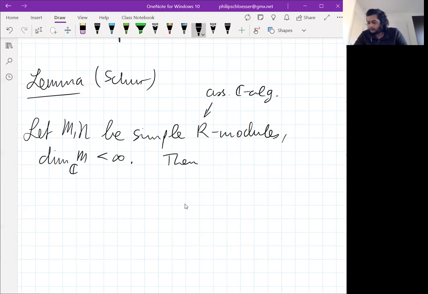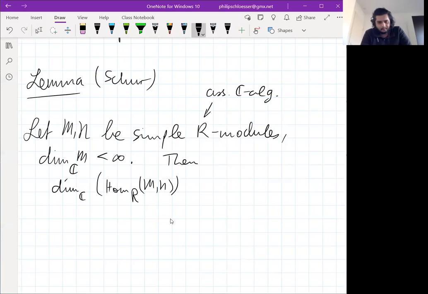And then we look at the homomorphisms, or the R-linear maps between M and N. And they form a vector space, a C vector space. And the dimension of that C vector space is either 1 if M and N are isomorphic, or 0.